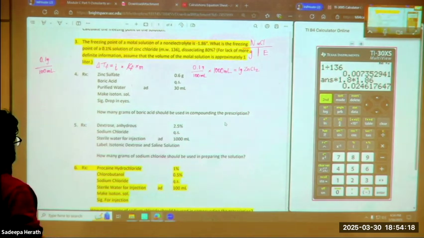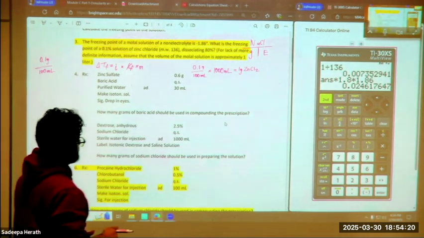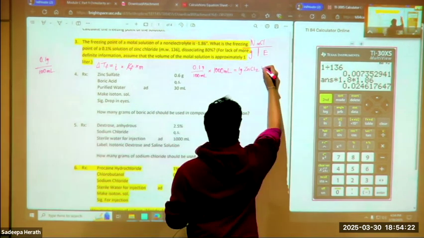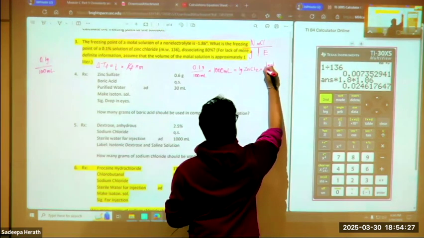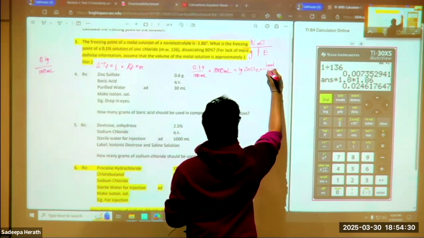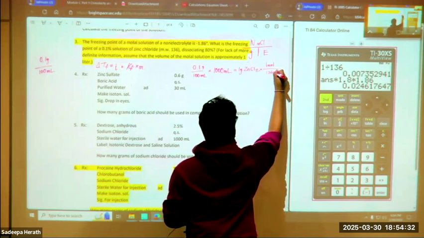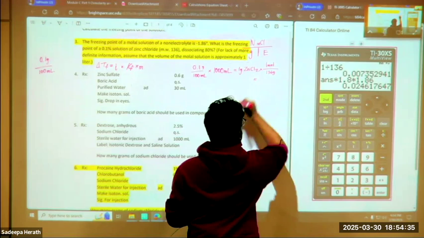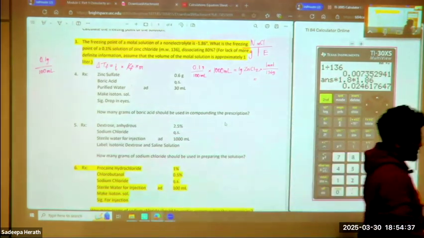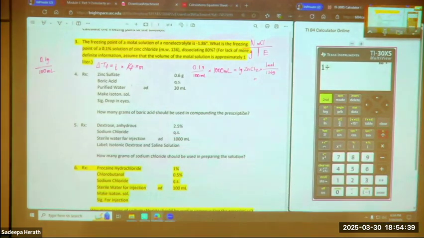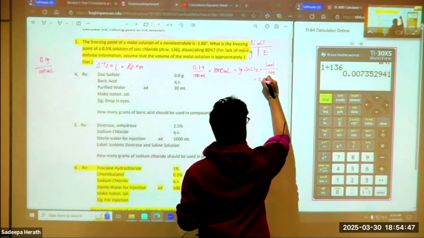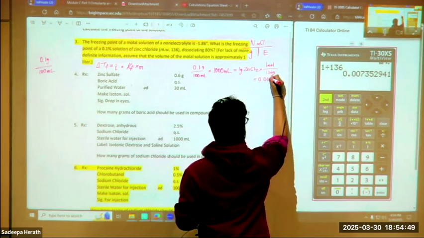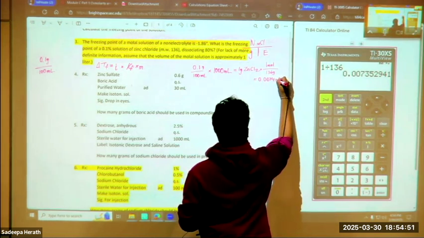Okay. And we need to convert that to moles now, right? It's moles per kilogram. So for every mole, there is 136 grams of zinc chloride. And that equals, do that real quick, 1 divided by 136, 7.4 moles.